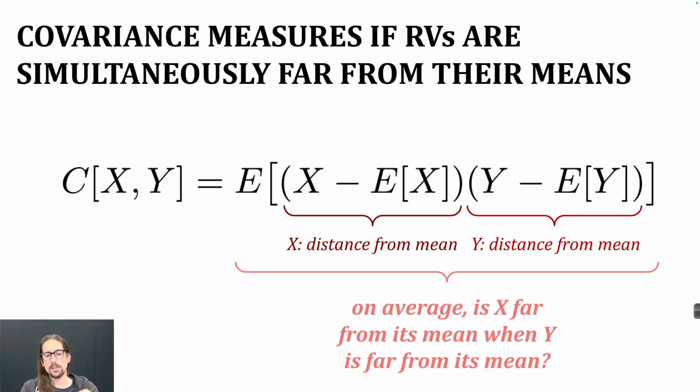So these two variables, x and y, tend to be far from their mean simultaneously in the same direction. There are other cases where if x is big, y is very likely to be small, and vice versa. And that's what covariance is measuring.